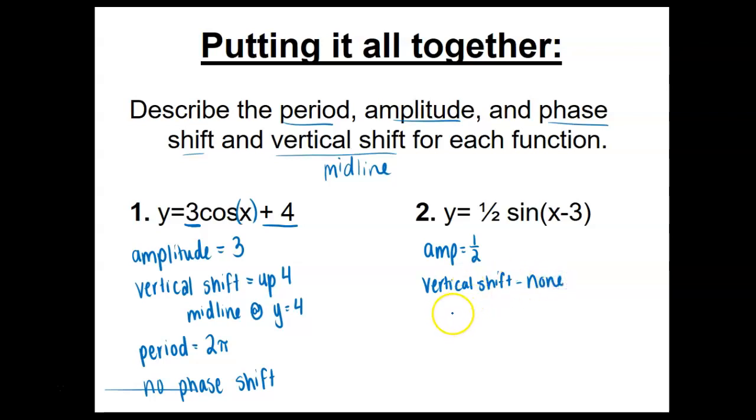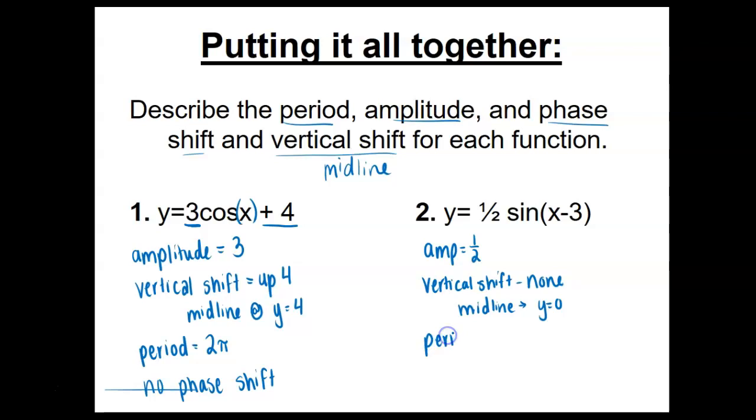Now, although we have no vertical shift, what's our midline? What equals 0? Y equals 0. So you always have a midline, even if you don't have a vertical shift. If you don't have a vertical shift, then your midline is 0. So you will never say none for midline. Midline will always have an answer.